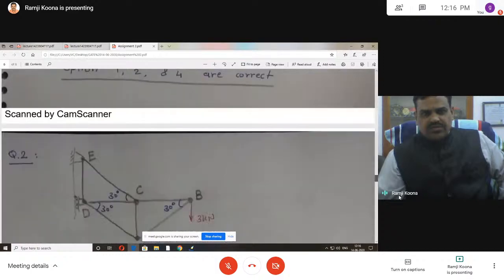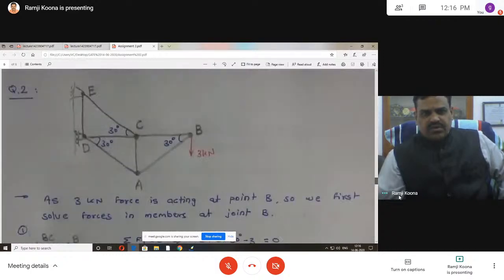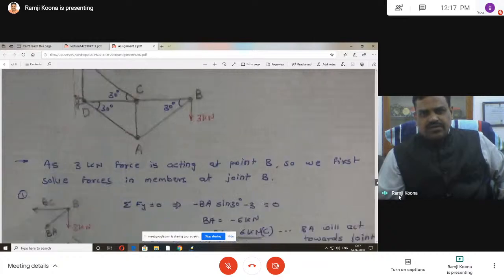It is the method of joints. A truss is given, with three kilonewtons load, a roller support and a hinge support. Now at this joint, two unknowns. After completing this, if you go to this joint, three unknowns. If you go to this joint, only two unknowns. That is how we can start joint by joint.